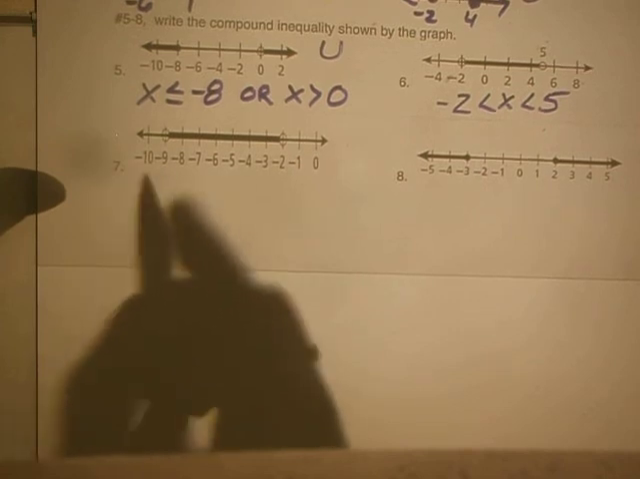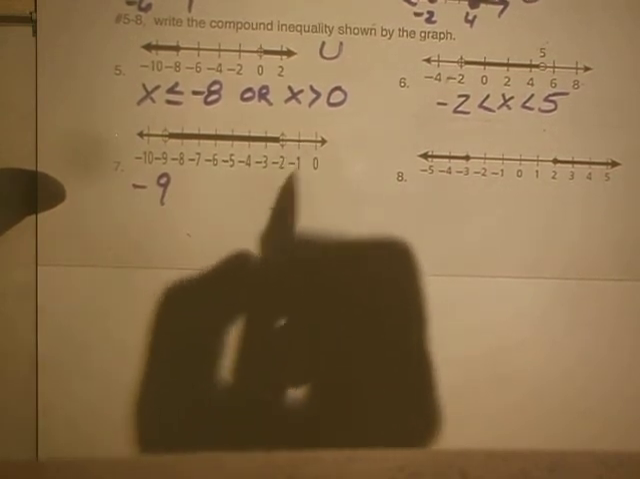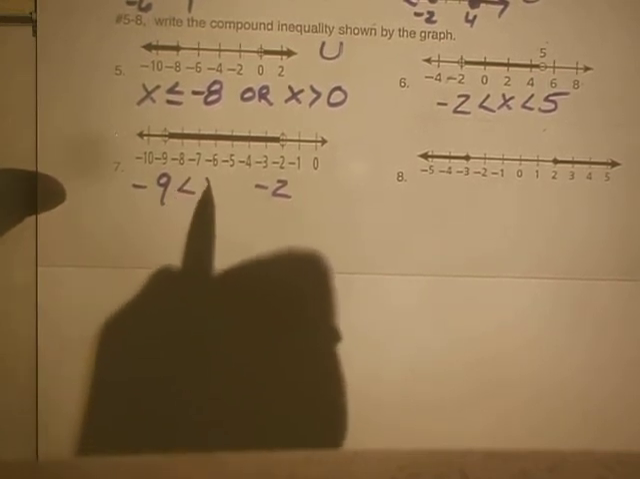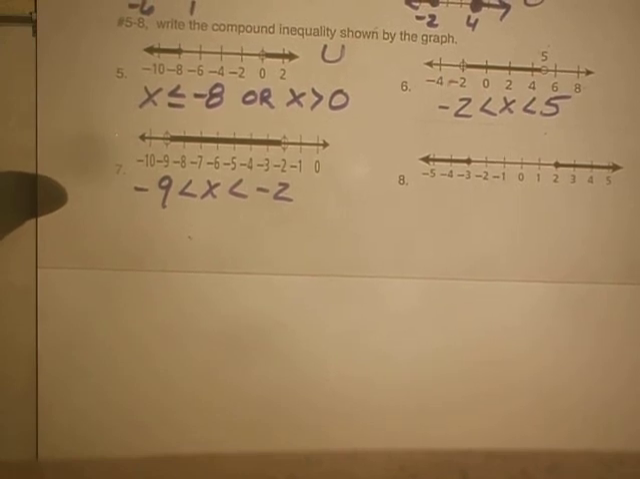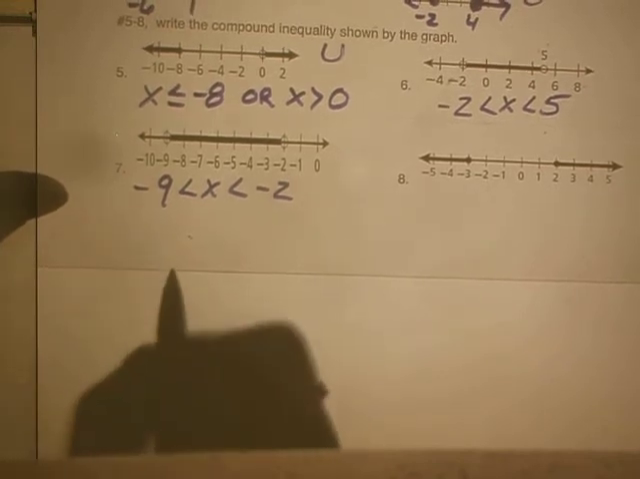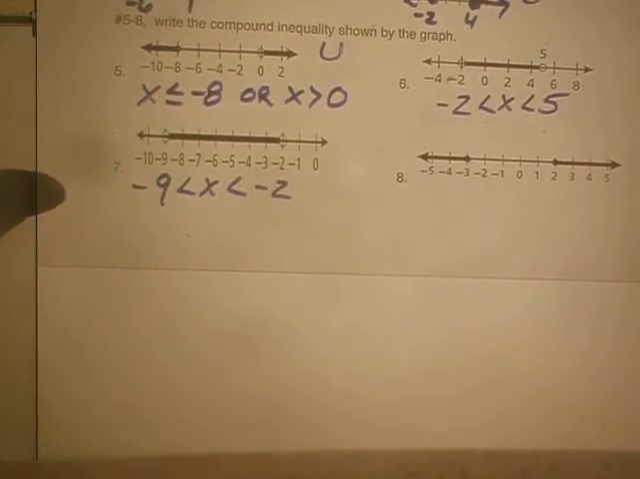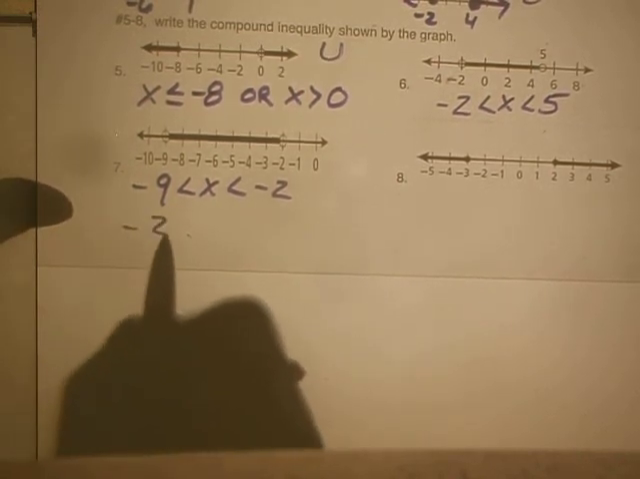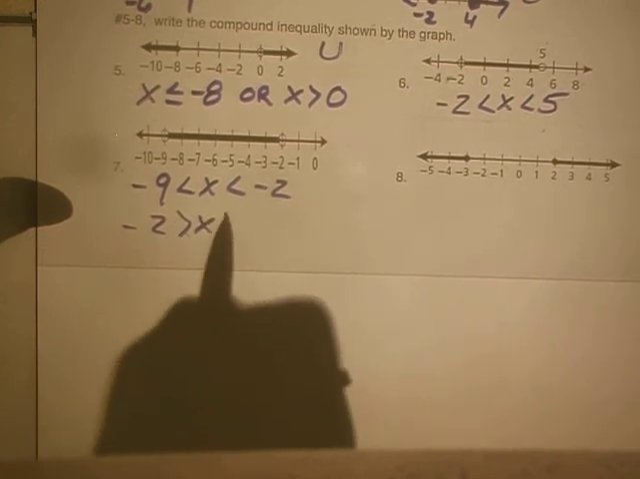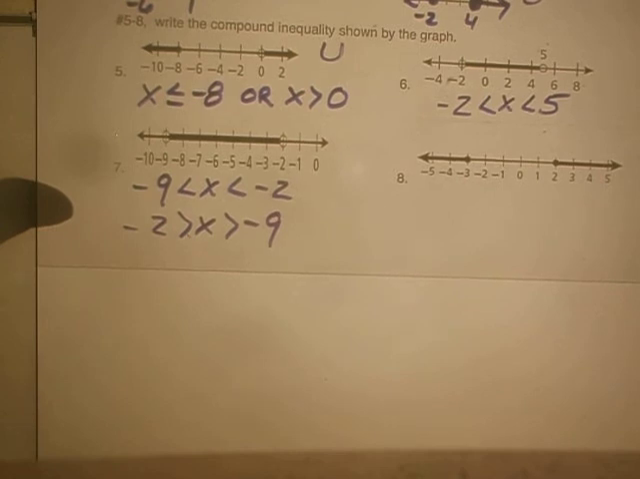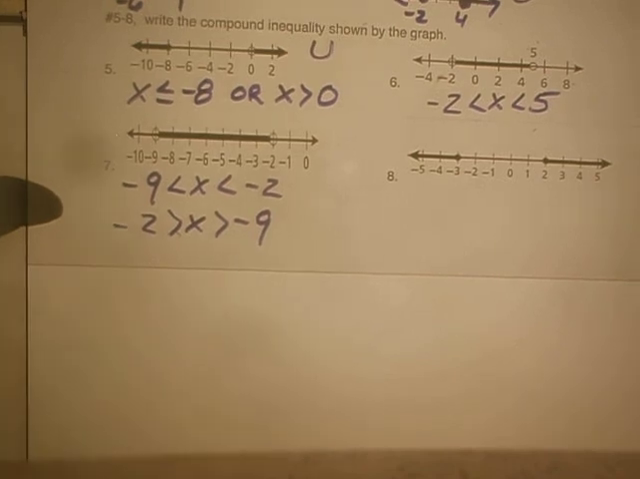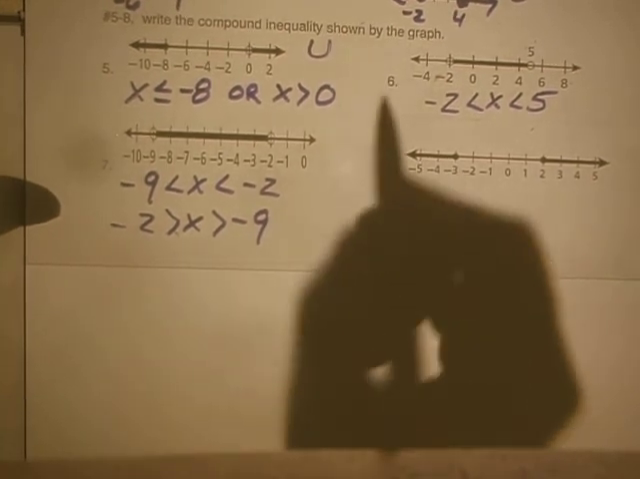Number 7, -9 is our smaller number. -2 is our higher number. We want everything in the middle, and those are going to be open circles. And just a heads up, I think there's one on the back page of the notes, or your assignment, and this inequality is written the other way around. -2 is greater than x is greater than -9. If you ever end up with one like that, just switch it around so your smallest number is at the beginning. This one right here is an intersection.